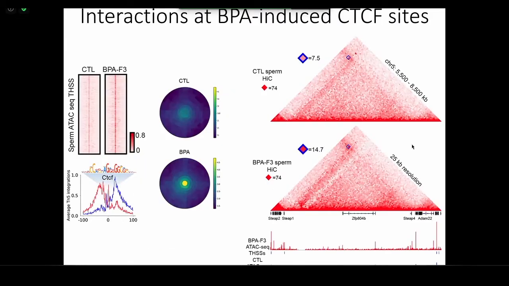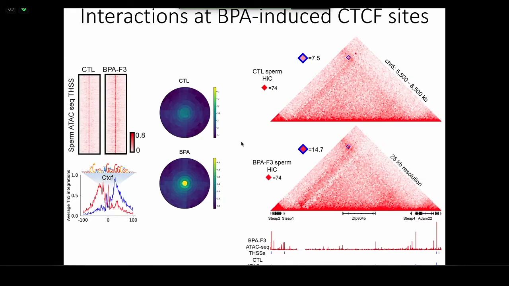Now, if we look at the consequence of these new CTCF sites, these are the CTCF sites that are increasing in BPA, and you can see that they form new loops. You can see it here in Hi-C data. So this is control, this is BPA. This site here was not interacting with this site over here in control, but is now interacting in BPA, and that corresponds to these CTCF sites that are increasing in BPA with respect to control.